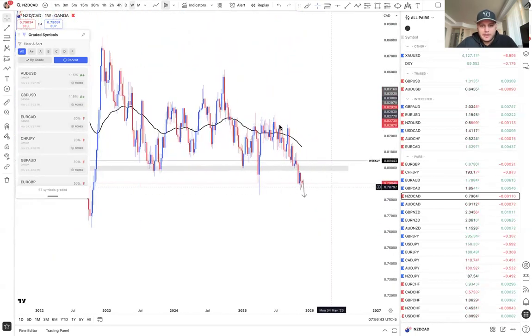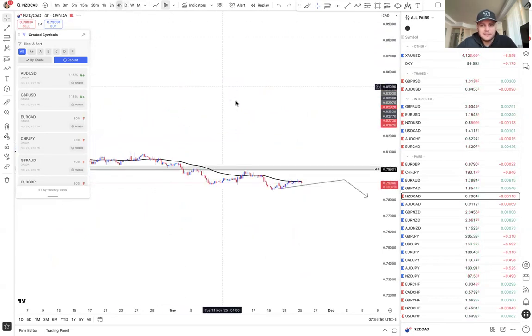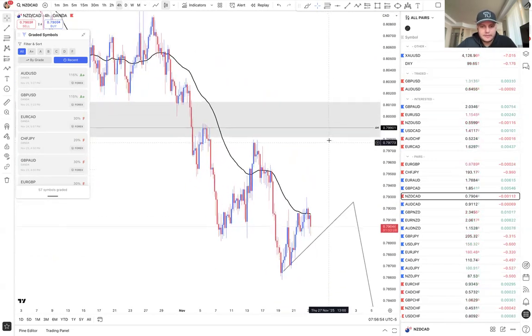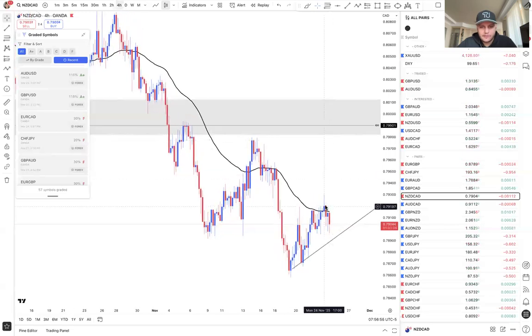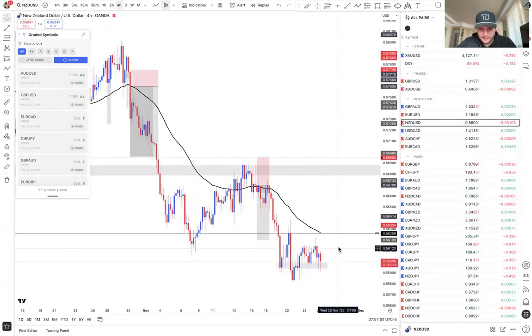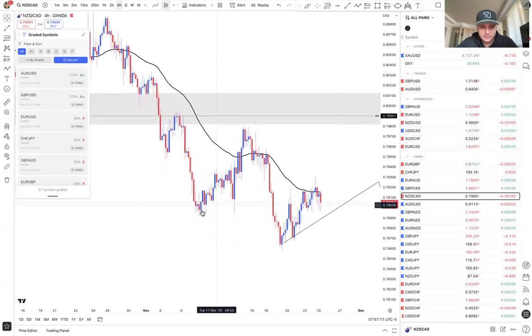Weekly time frame, bearish. Daily time frame, NZD CAD has had a pullback similar to NZD USD, retesting the 4-hour EMA and rejecting it. We have had a break, retest, and engulfing off of the 4-hour EMA, similar to the way we have had it on NZD USD. So NZD CAD, NZD USD moving very similarly.